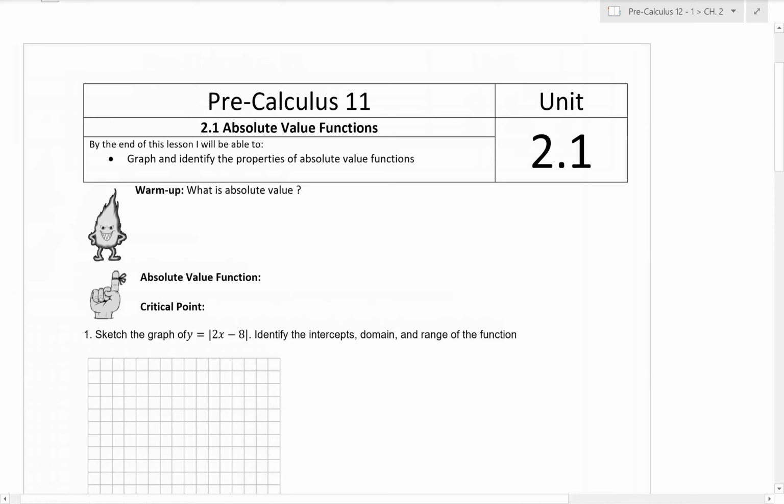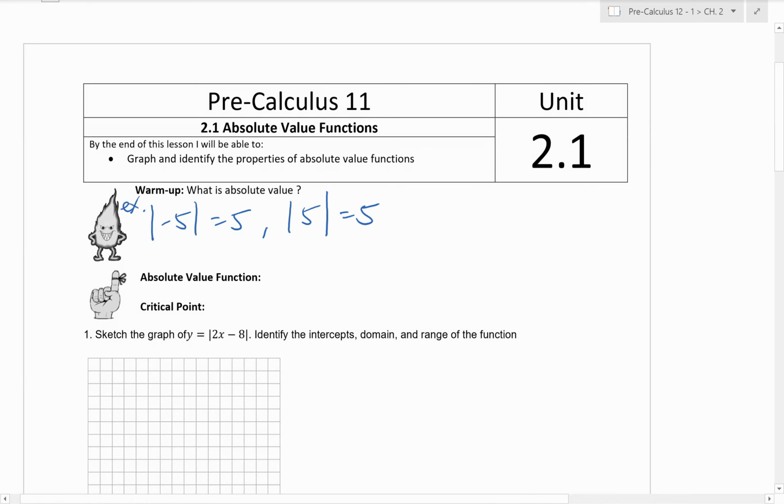I believe in pre-calc 11, you learn about absolute value. So if you don't remember, we'll just quickly look at what that is. So remember, absolute value is basically an operation that makes everything positive. Okay, so for example, absolute value of -5 would equal 5. And for example, the absolute value of 5 will remain 5.